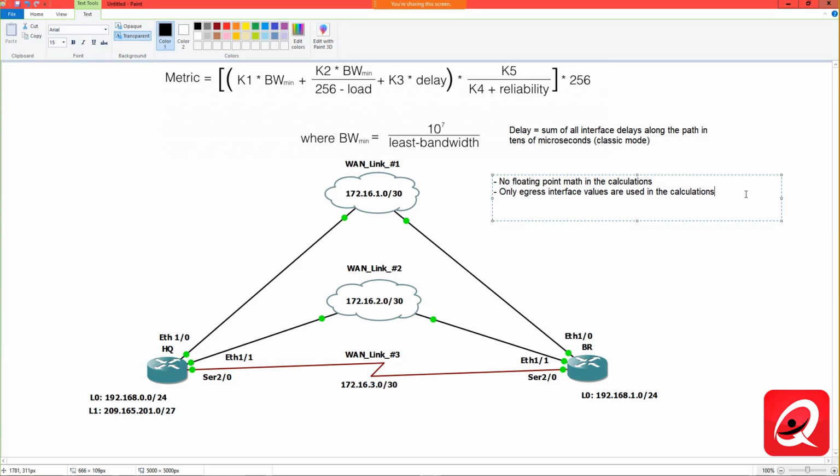Okay? So the metric weights, default K values, are going to be K1 and K3 are going to be equal to 1. And K2, K4, and K5 are going to be equal to 0. K1 is going to be, obviously from the formula here, related to bandwidth. K2 is going to be related to load.